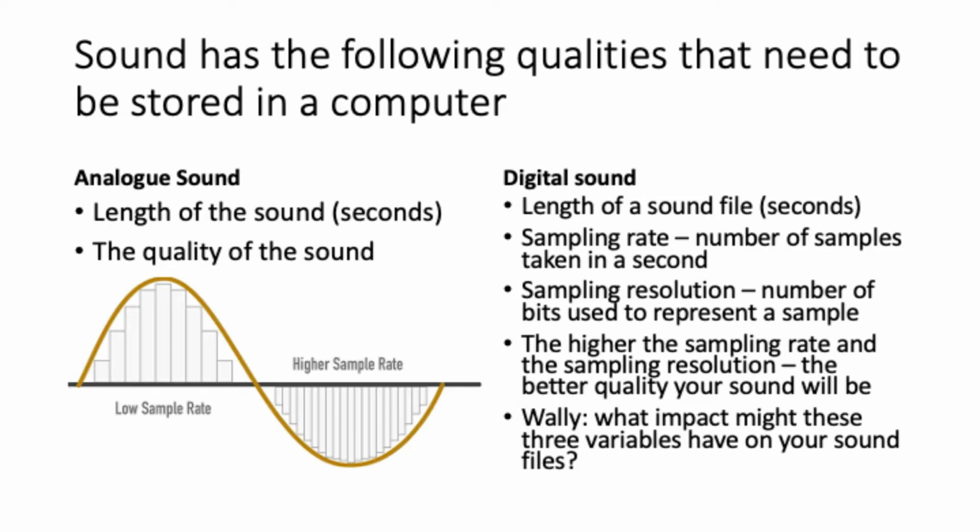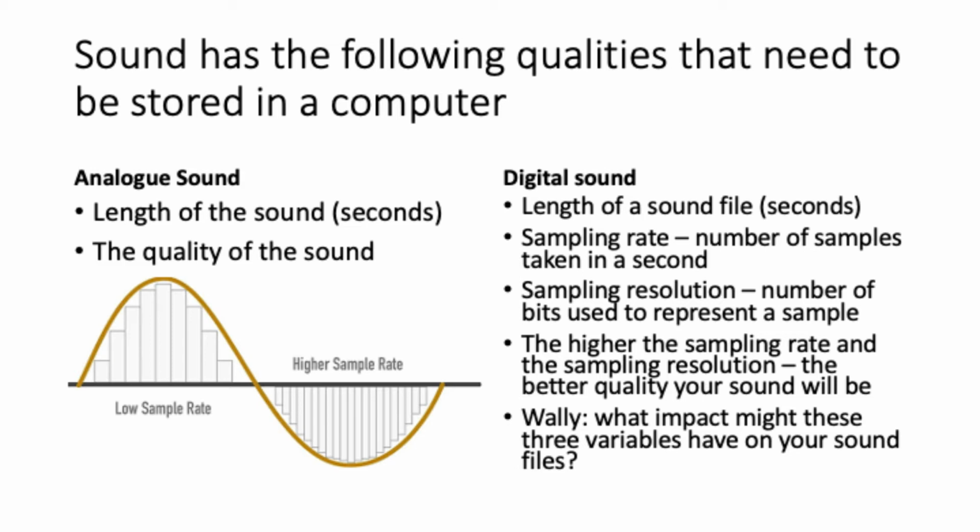So let's go over that in a bit more detail. Analog sound has two qualities, the length of the sound in seconds and the quality of the sound in terms of how good it is, how poor it is. Digital sound has some very similar things, but also a bit more. It has the length of the sound in seconds. It has the sampling rate, the number of samples you grab per second. It has the sampling resolution, the number of bits used to represent a sample.